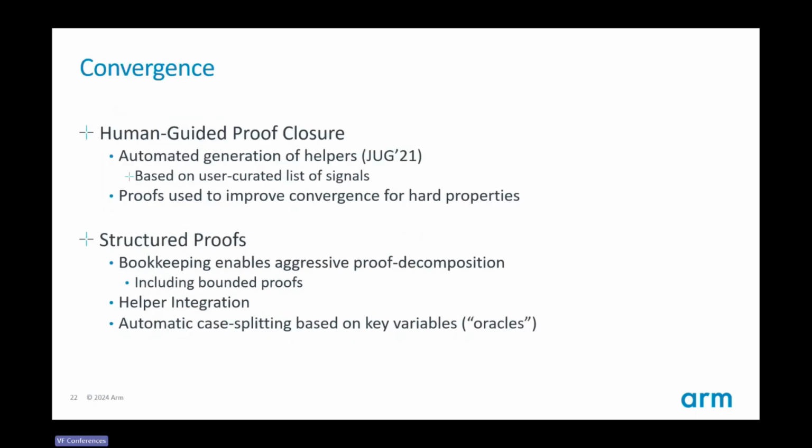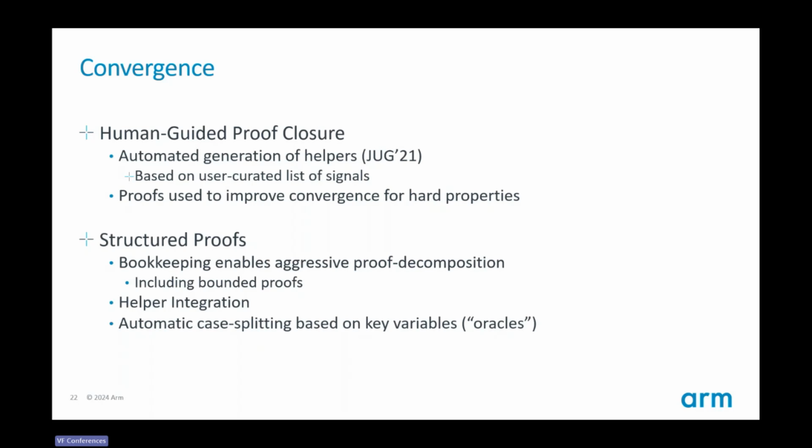In terms of convergence, one of the key areas of focus is human-guided proof closure. There was a paper we published back in 21 about this, but this is an ongoing effort. The idea here is to automate the generation of helpers, which is usually hard to do manually by traditional methods. We're trying to automate generation of these based on a user-specified list of signals, and then proofs of these helpers can be used to improve convergence by induction for some of the harder properties.